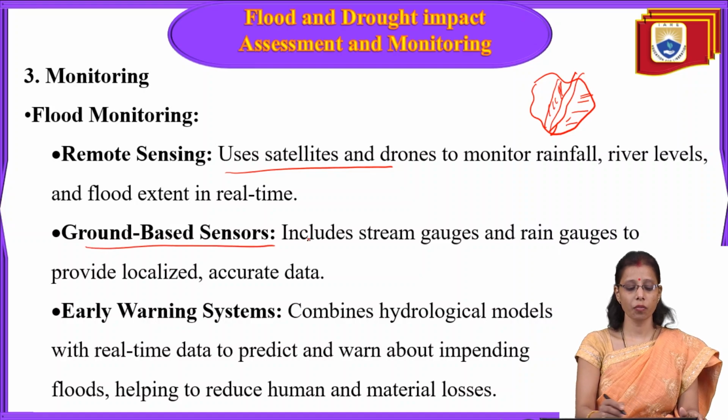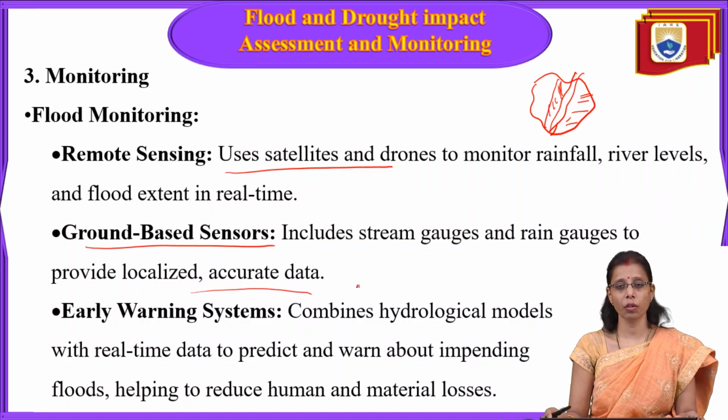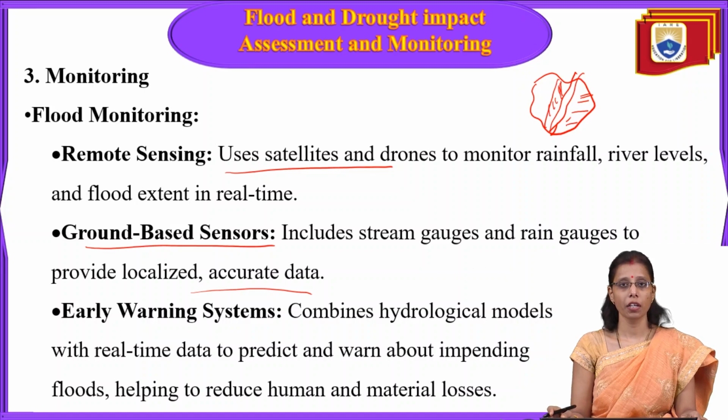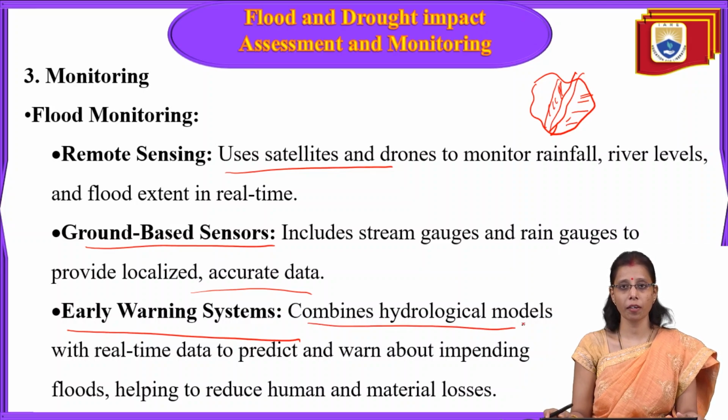Now, ground-based sensors include stream gauges and rain gauges to provide localized, accurate data. They will provide accurate information from the stream gauges and the rain gauges, and give you information about the rain conditions in such a region. An early warning system is also one of the most important parts of the monitoring system. It combines hydrological models with real-time data to predict and warn about impending floods. So it will warn us beforehand.